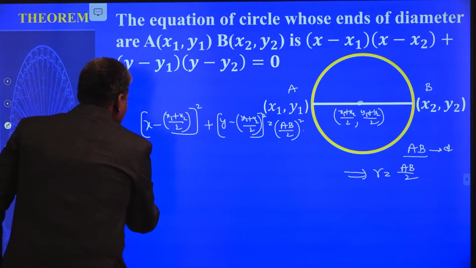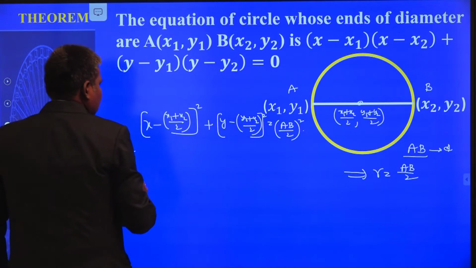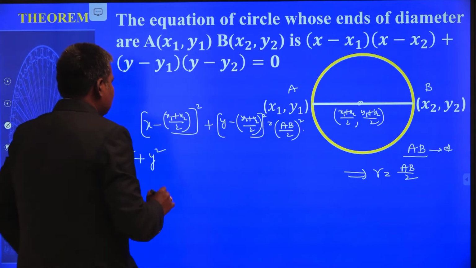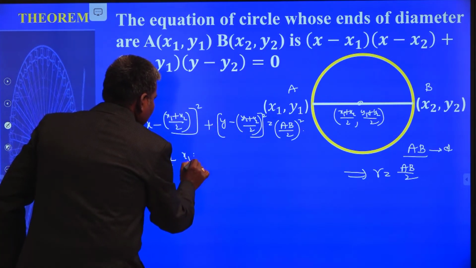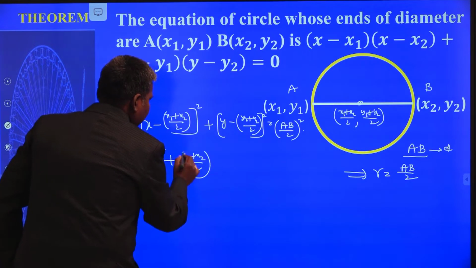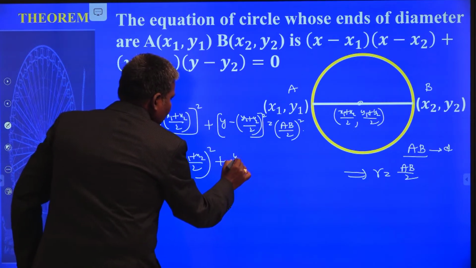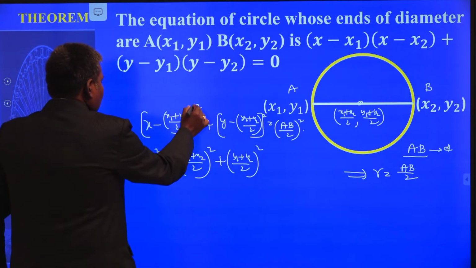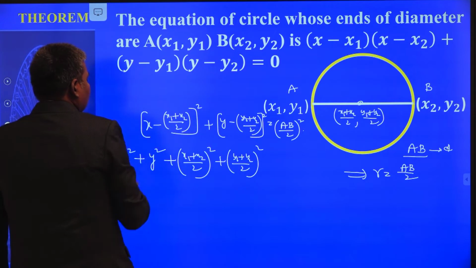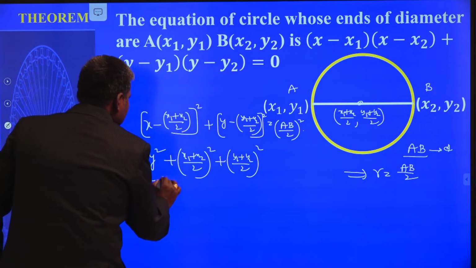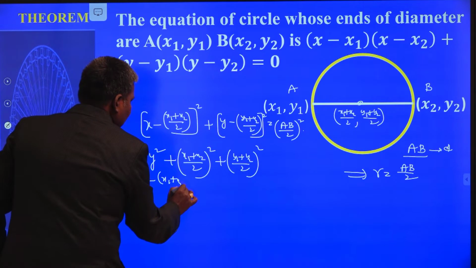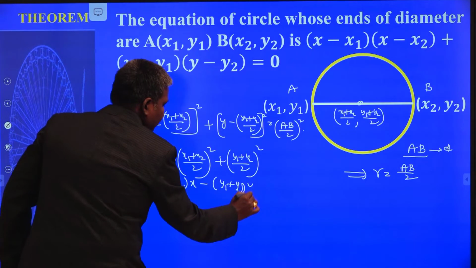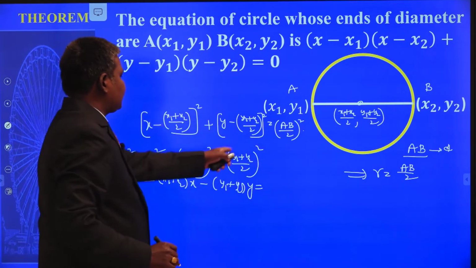So I am writing this one as x² + y² + ((x1 + x2)/2)² + ((y1 + y2)/2)². For the cross term, 2ab, the 2 into 1 by 2 gets cancelled, so minus (x1 + x2) into x, minus (y1 + y2) into y. This is the left side part.